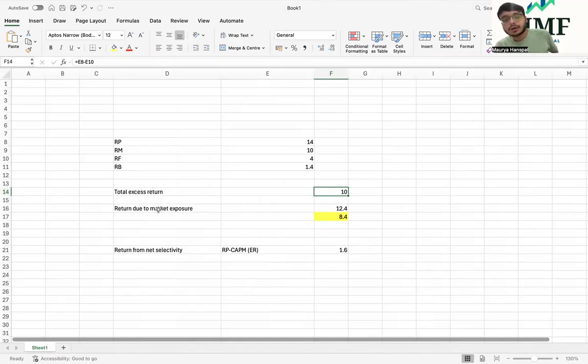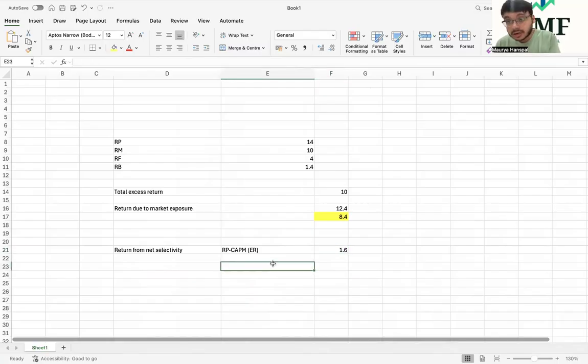So, one way we can say this 1.6 we got, the return from net selectivity हमारे पास आ गया. 10% का हमको ब्रेक डाउन भी मिल गया कि this is we are getting from market exposure, this we are getting from the return from net selectivity, but how much we are getting from diversification? If I further need to break down this number, कि मेरा कितना पैसा from diversification बन रहा है, then मैं वो कैसे निकालूंगा?